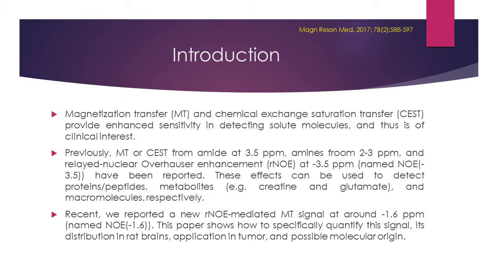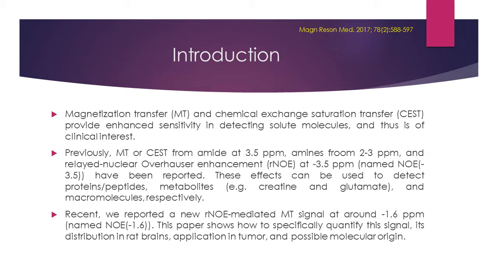Previously, CEST from amide at 3.5 ppm, amines from 2 to 3 ppm, and related NOE at minus 3.5 ppm have been reported. Recently, we found a new NOE-mediated MT signal at around minus 1.6 ppm, named NOE minus 1.6 here. In this paper, we show how to specifically quantify this signal, its distribution in rat brains, application in tumor, and possible molecular origin.